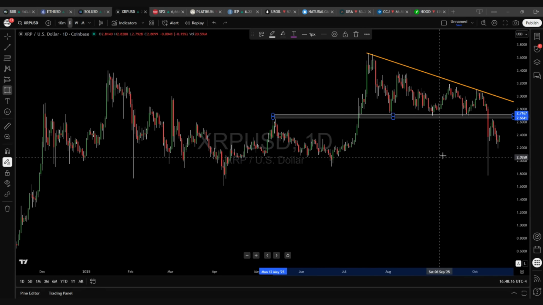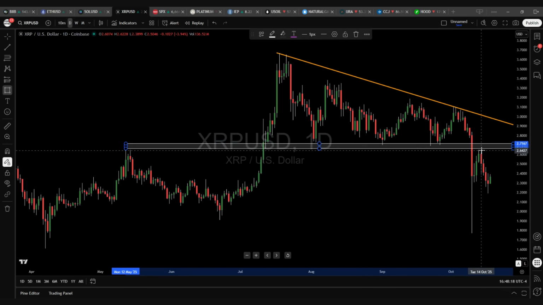Now, what we've seen here is that number one, look at how we rallied back, and this became resistance. That's very standard in technical analysis. Once support is broken, it is resistance. Now, it hasn't been confirmed, believe it or not. Still, it has not been confirmed, but either way, it still acts as minor resistance.